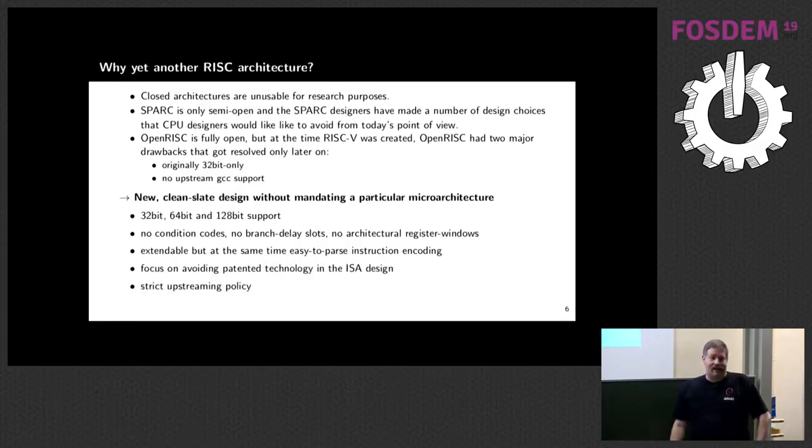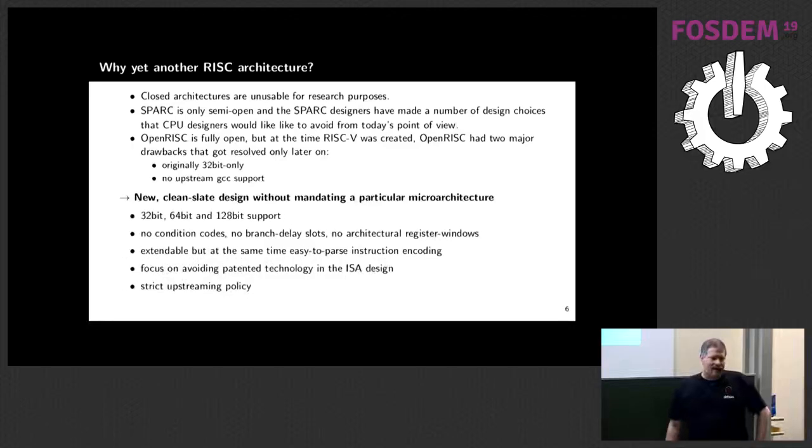RISC-V has been designed to avoid some of the decisions that older architectures have had. It's designed to be easily parsable, to be easily implementable, and to be extendable at the same time. We'll get to the extensions in a few minutes. One thing that's important is that RISC-V follows a strict upstreaming policy, so all toolchain stuff is handled in upstream. So we don't want 5,000 forks of binutils, compilers, whatever. We want to have everything standard in upstream.